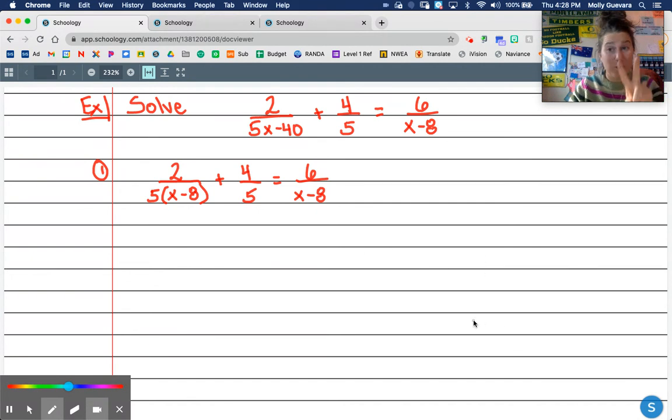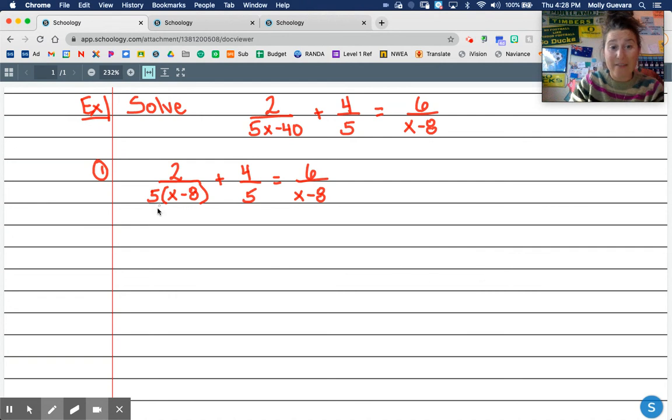So here I have two denominators, right? I have a 5 and I have an x minus 8. So I have two different pieces of a denominator, and so I'm going to have to multiply twice. It doesn't matter which one you do first. So let's just do the 5 first. I'm going to multiply every single term by 5.